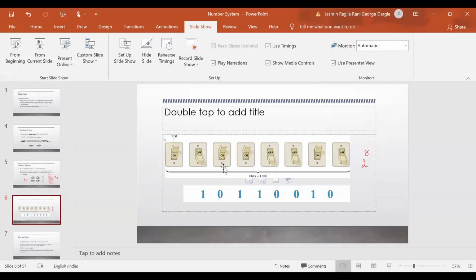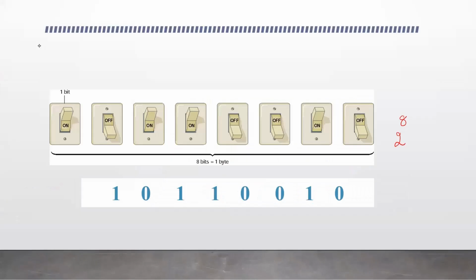Yes, if you see this register, there are 8 different switches that represent 1, 0, 1, 1. On represents 1 and off 0. Here 1, 1, 0, 0, 1, 0. A group of 8 bits is 1 byte. So we can call it a 1 byte register that stores 1 byte. And here, as there are 8 switches, the possible combinations of data are 2 power 8, which is 256. Okay.